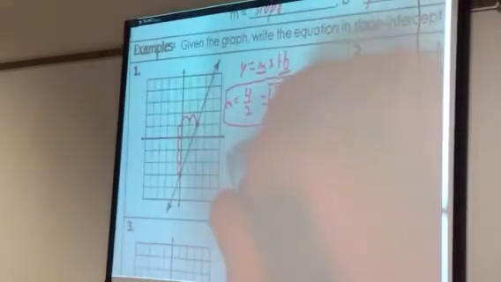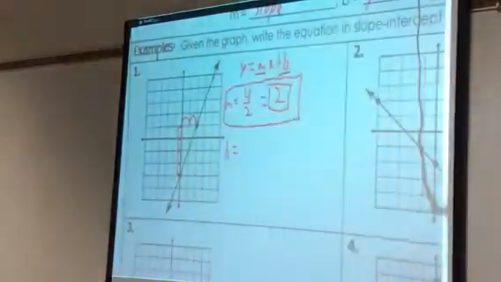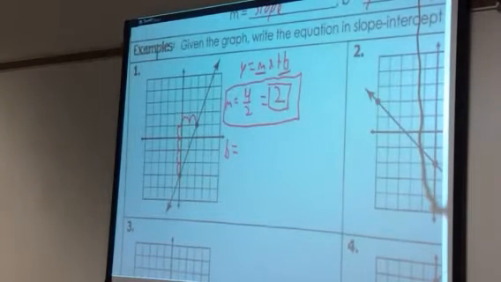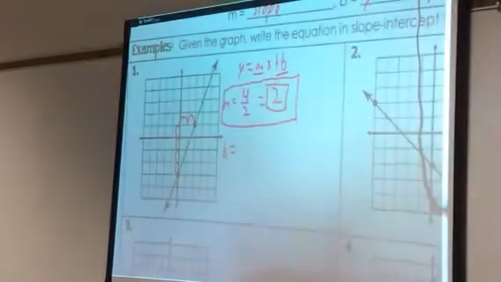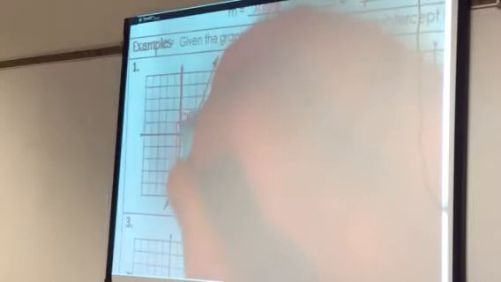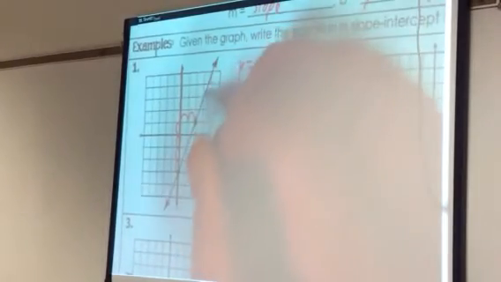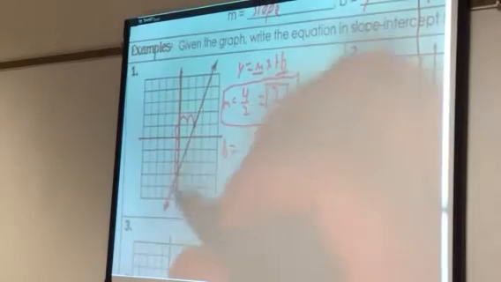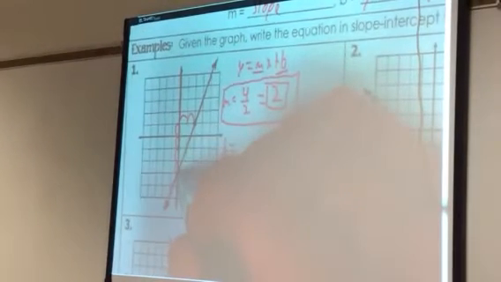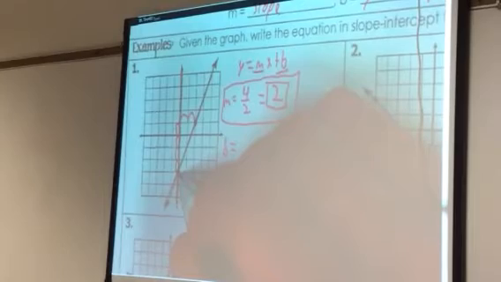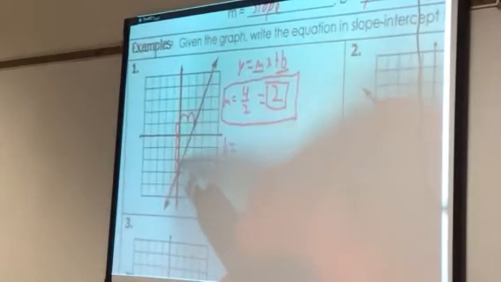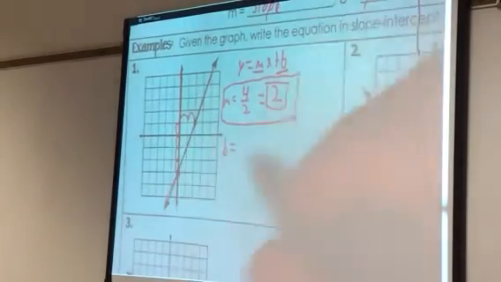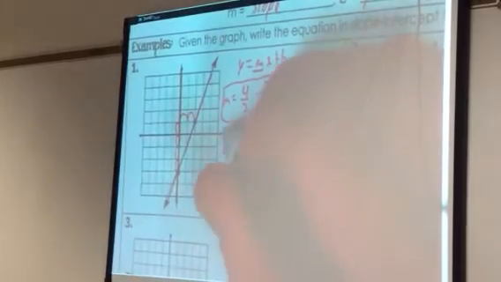Now I have to figure out my b. All I look at is I want to know the value of my y, where this line crosses the y-axis. The y-axis is the one that goes up and down, right? So where does this line cross that? Where do they meet? They meet right here. So that would be 1, 2, not negative 4, negative 1, 2, 3, right? So my b is negative 3.